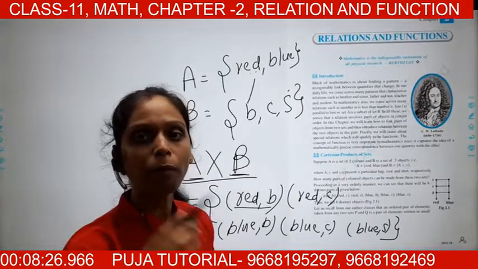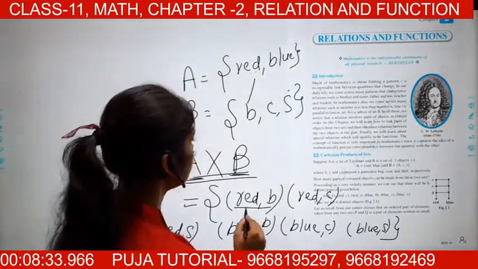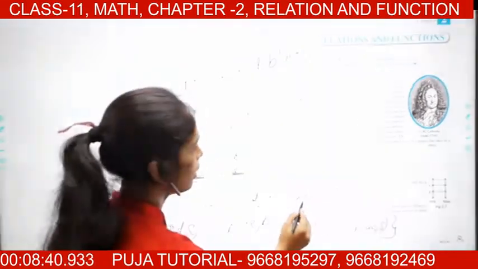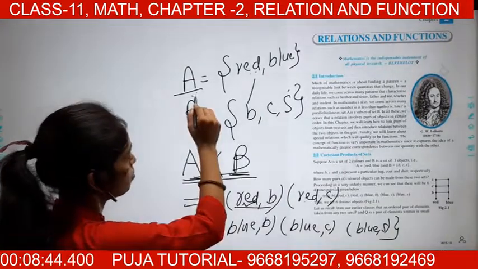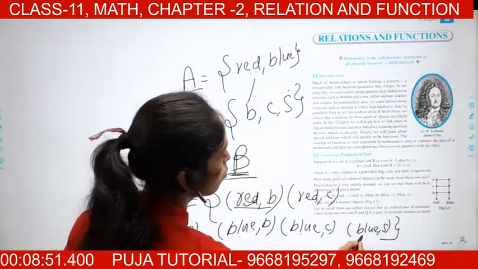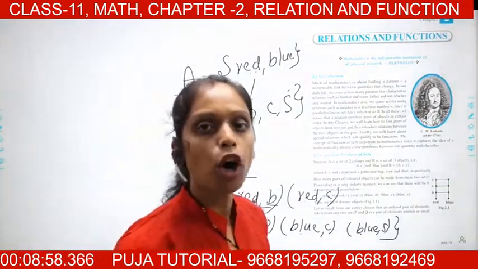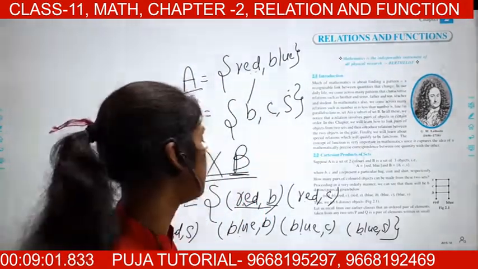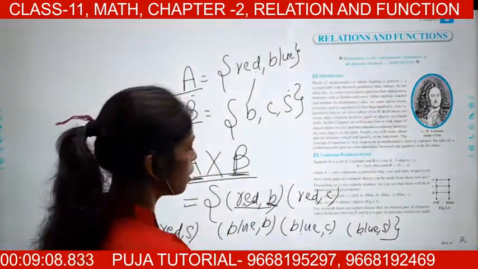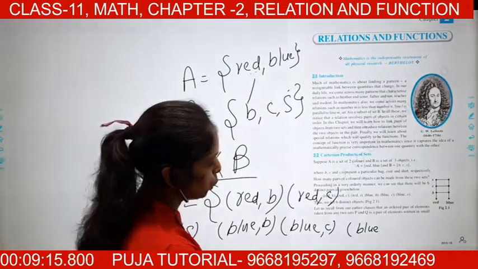Every first element of the ordered pairs of the Cartesian product A cross B belongs to A. That means red always belongs to A, and blue always belongs to A. Whereas the second element of each ordered pair of the Cartesian product A cross B belongs to B. This is the way to understand the Cartesian product of two sets.